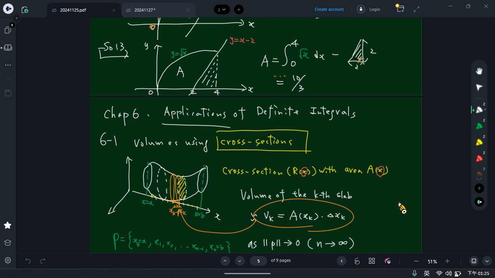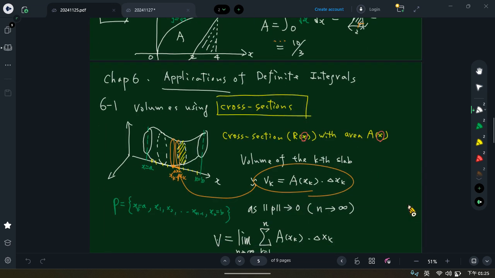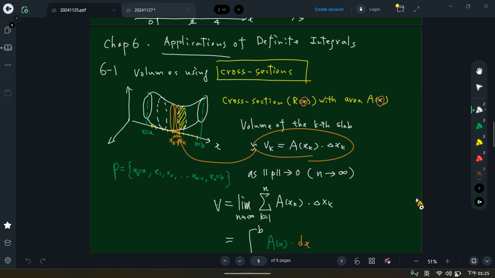The first one is to use the definite integral to calculate the volume, 算体积. Okay. The second one is to calculate the surface area, 表面积. Okay. And the third one is how to calculate the arc length, 弧长. So in this chapter, we will include these three parts mainly. And the very basic concept is just using the cross-section idea.